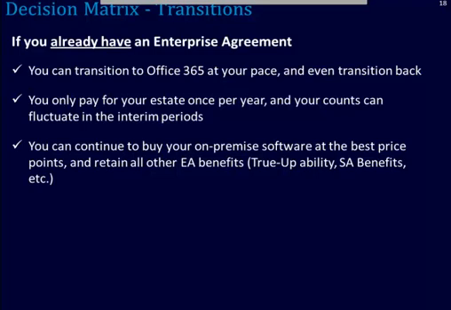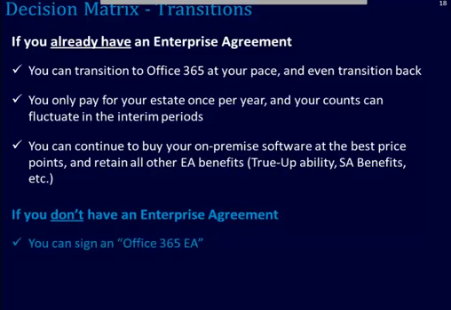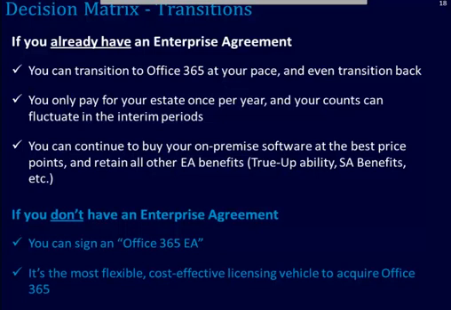All right. And if you don't have an enterprise agreement, it's okay because you can actually sign an Office 365 EA, so you can sign a new enterprise agreement using the Office 365 SKUs in place of on-premise, and that gives you the most flexible and cost-effective licensing vehicle to acquire Office 365. So if you're a big organization, I would look to the enterprise agreement as the vehicle for acquiring Office 365 after you've gone through your analysis, and if you determine that it's the right solution for you.